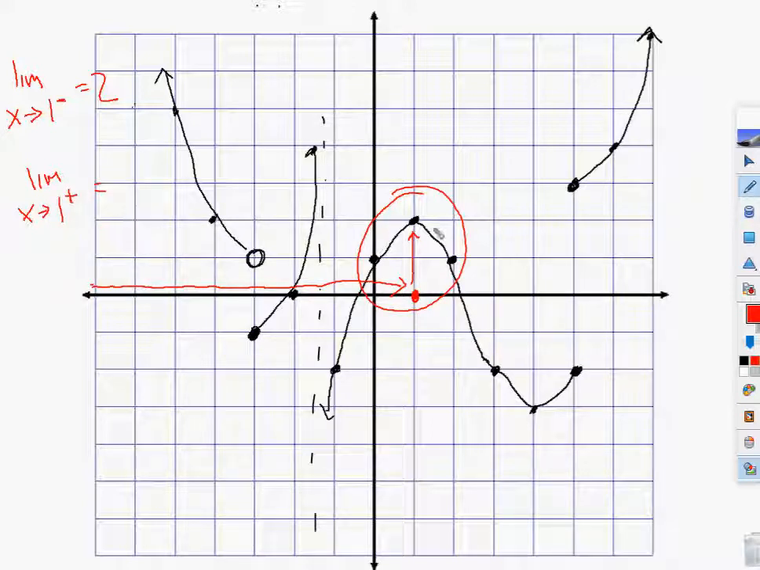And if I do the limit as x approaches 1 from the positive side, that's this side. Okay, x needs to get close to 1, and I'm coming from the positive side. What happens to my y value? It still appears to be approaching 2. So it's still 2. Okay?